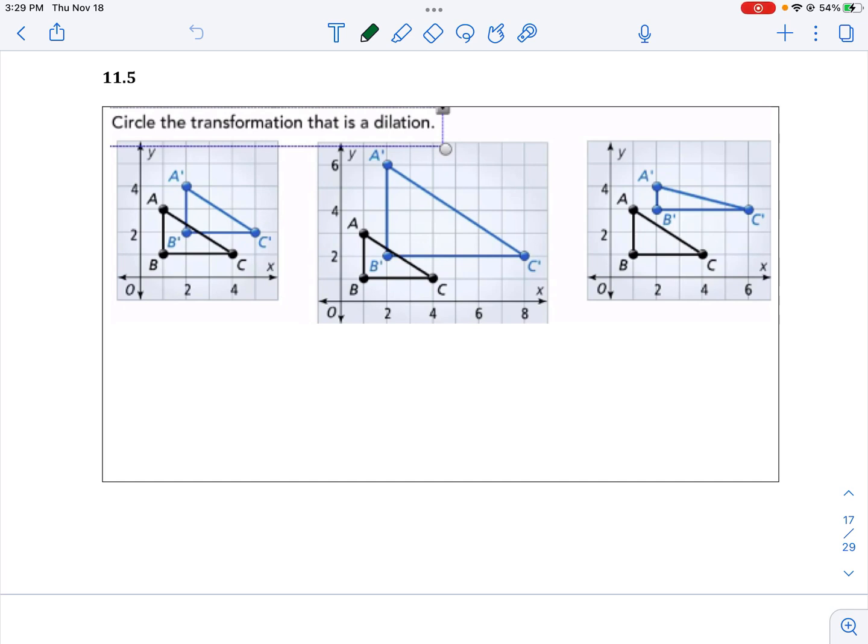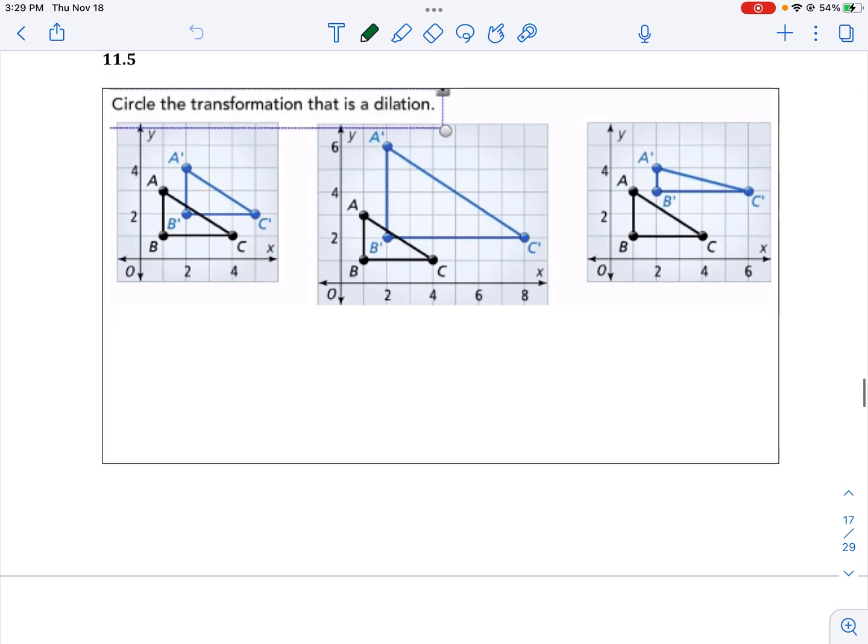So dilations are when we take its shape, the original shape, and we enlarge it. You enlarge every single side. So every vertice of a triangle will be moved the same distance. So let's look at the three triangles given to us.